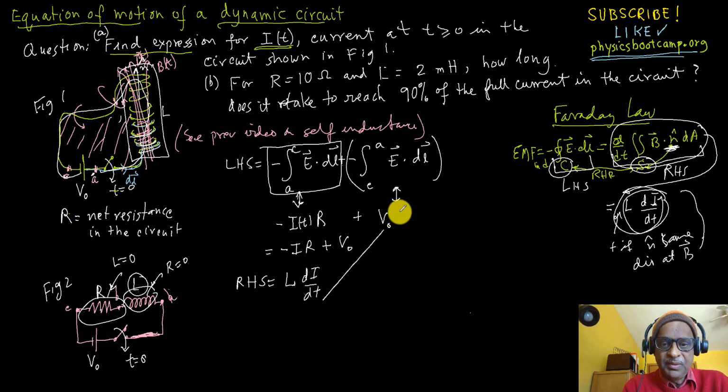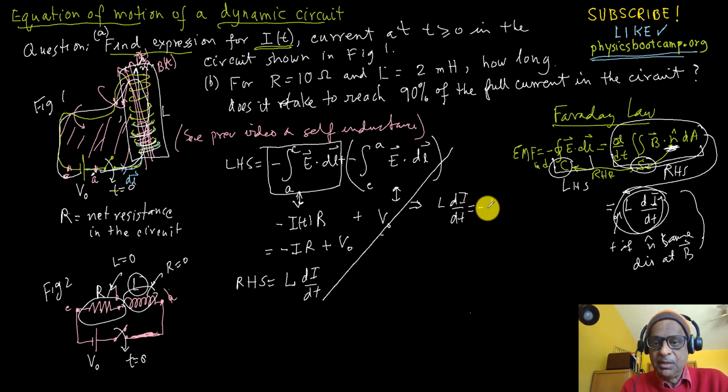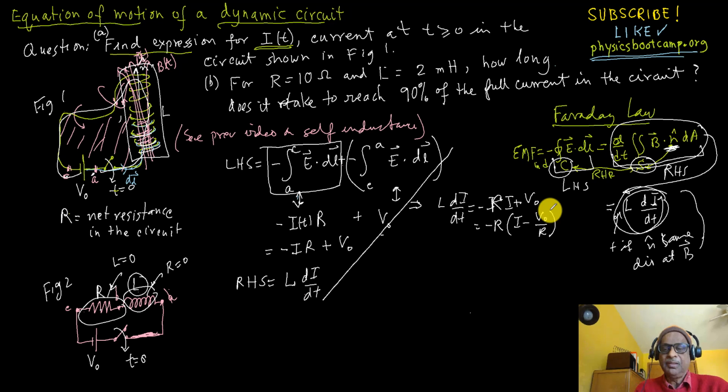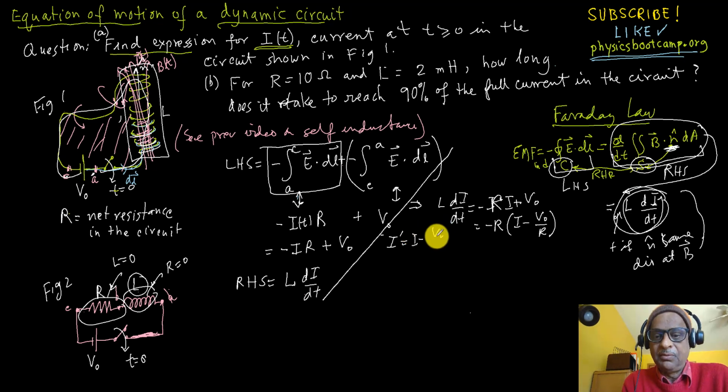So these two together just give me L di/dt equals minus IR plus V0, and let's pull minus R out: minus R times (I minus V0 over R). Now I can change variable: I prime equals I minus V0 over R.